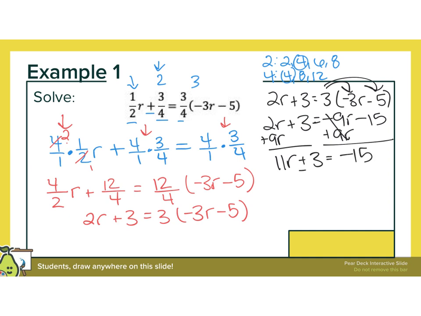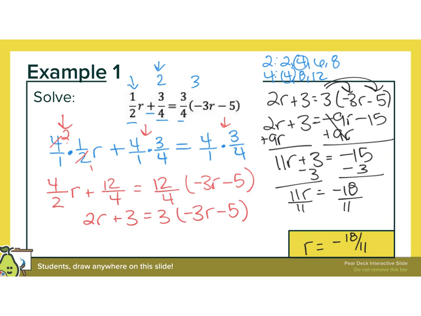Get the constants on the same side by doing the opposite. 11r equals negative 18. Last step, get the variable by itself. Divide by 11. Divide by 11. R equals negative 18/11. And that's it. It's okay for your answer to be a fraction.